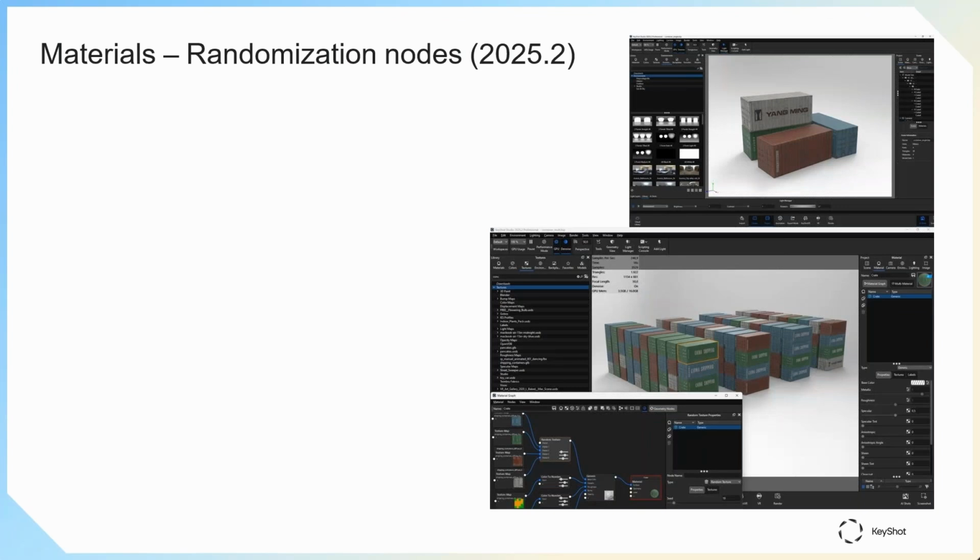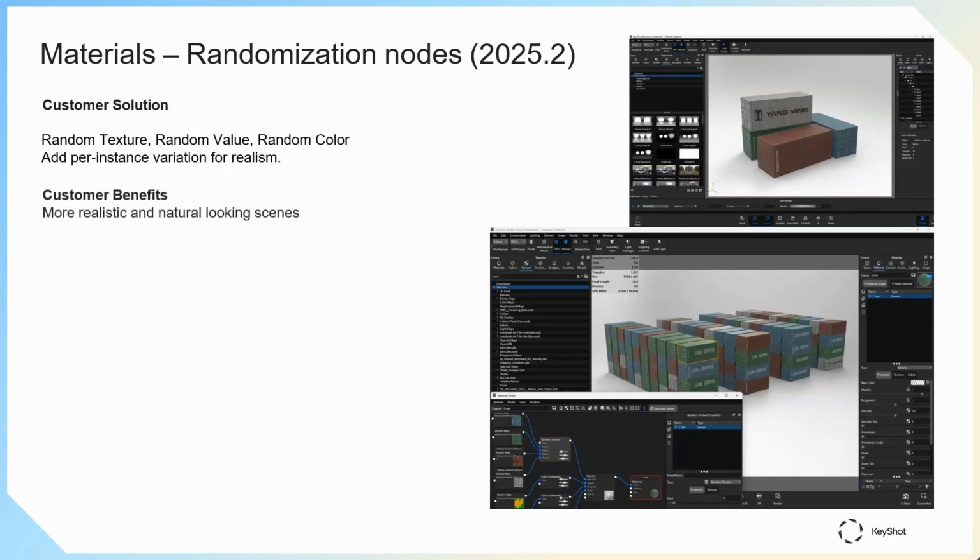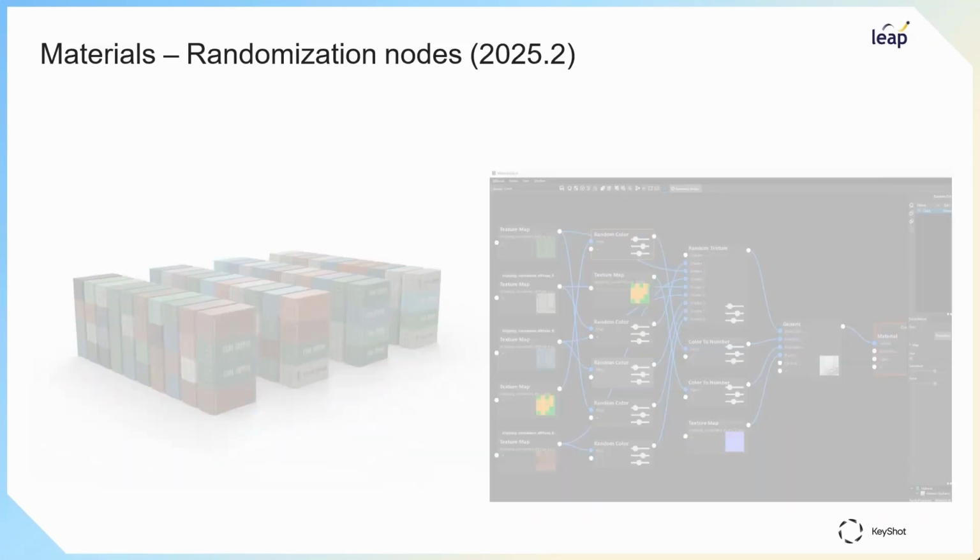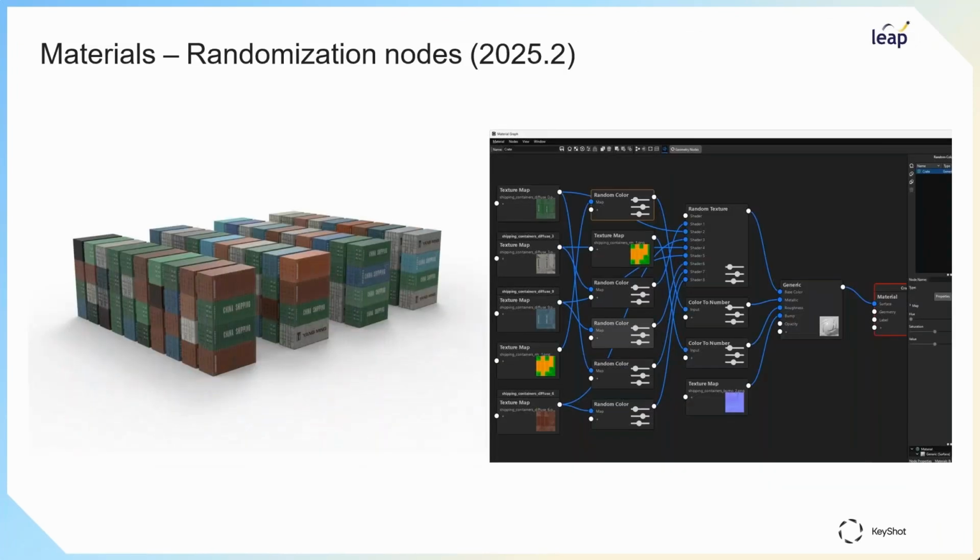Now there's another feature, which is randomization nodes. Now what is randomization nodes? I'll actually show you a quick picture to make you understand what is randomization. Now, imagine there are these containers in a harbor. Imagine if they're the same color, the same shade of red, the same intensity, same texture, everything the same, exactly lookalikes.